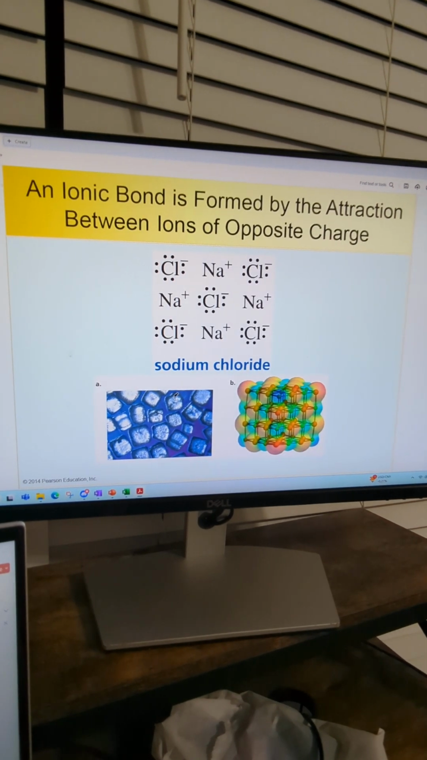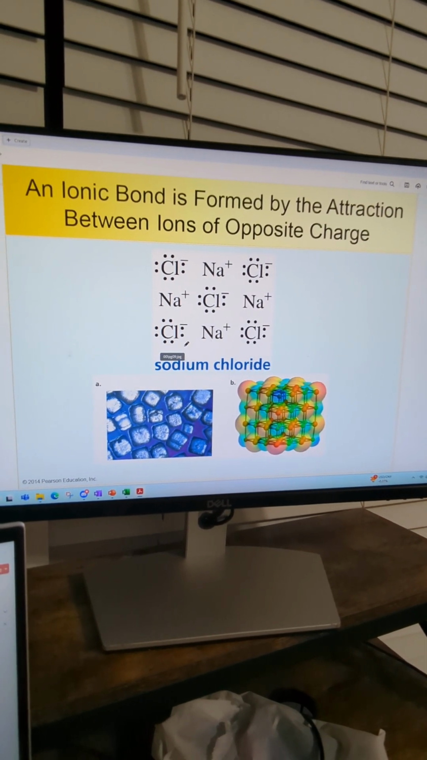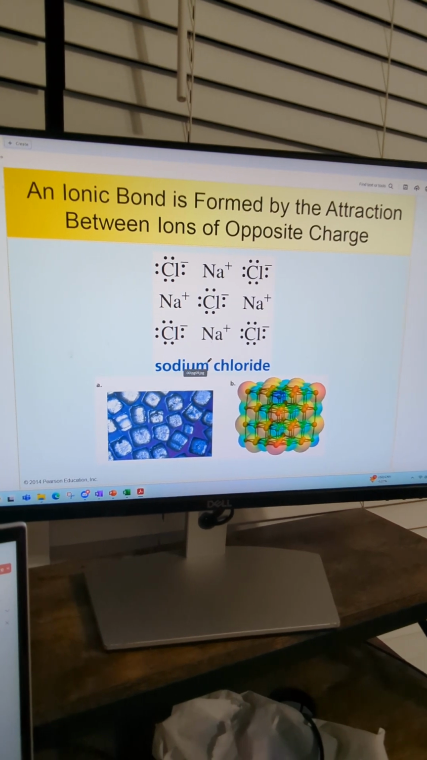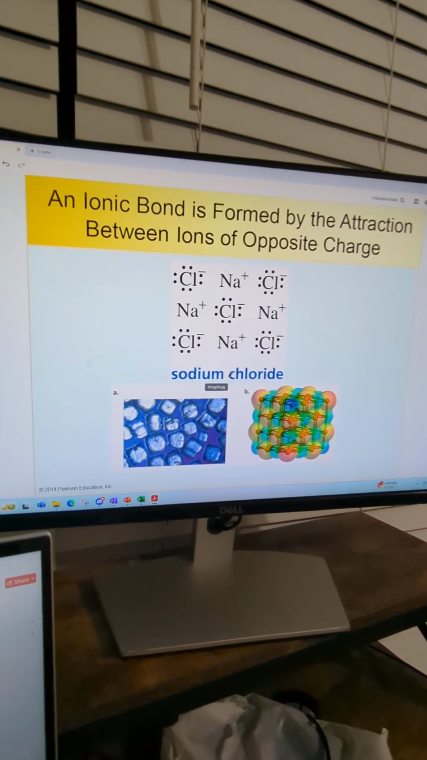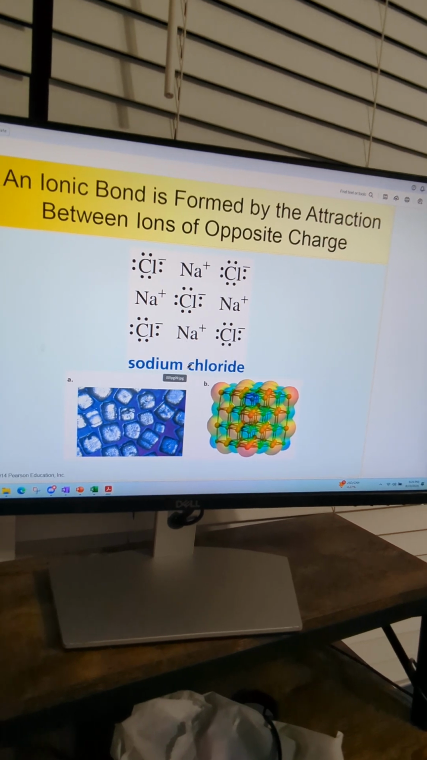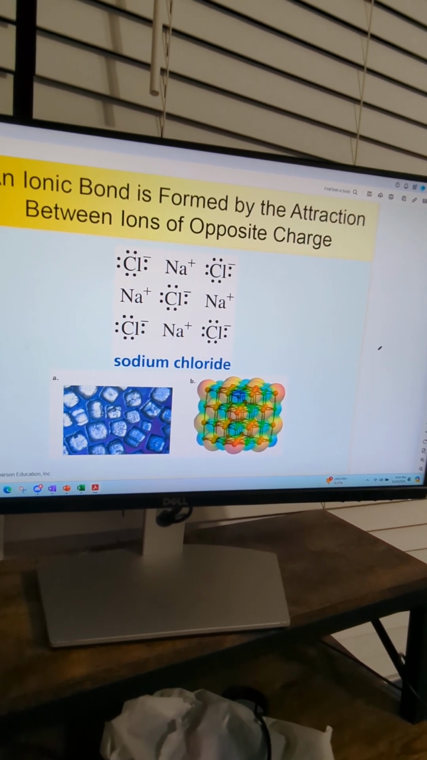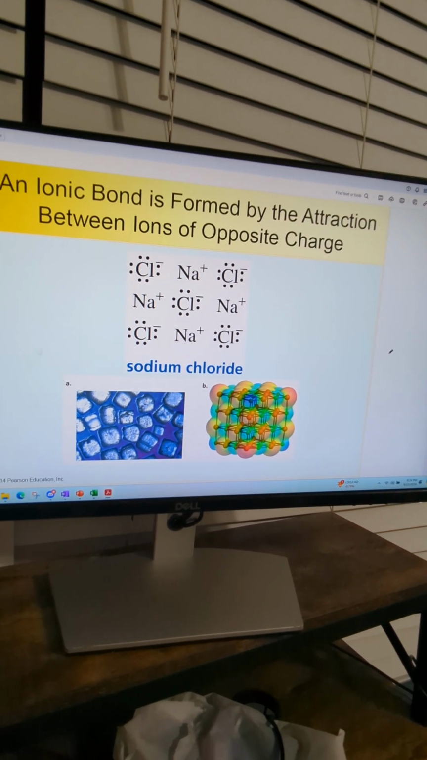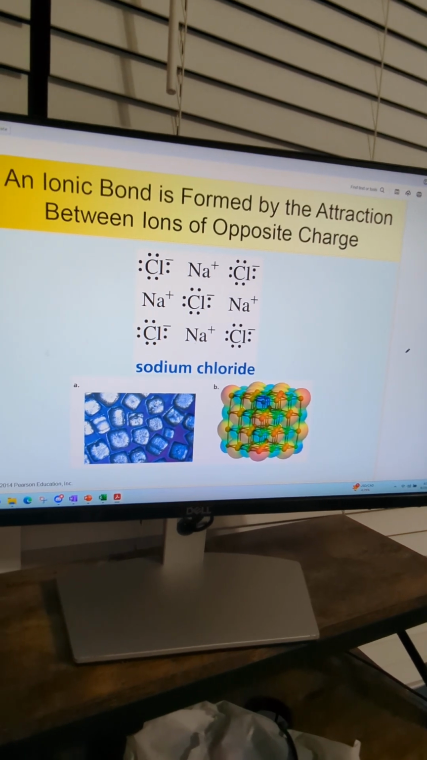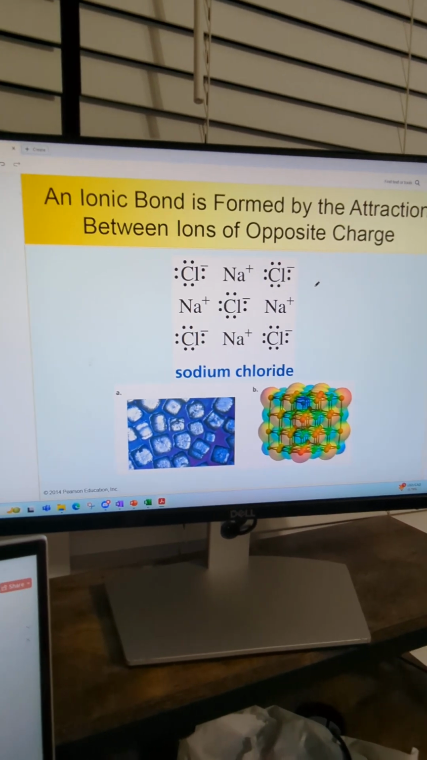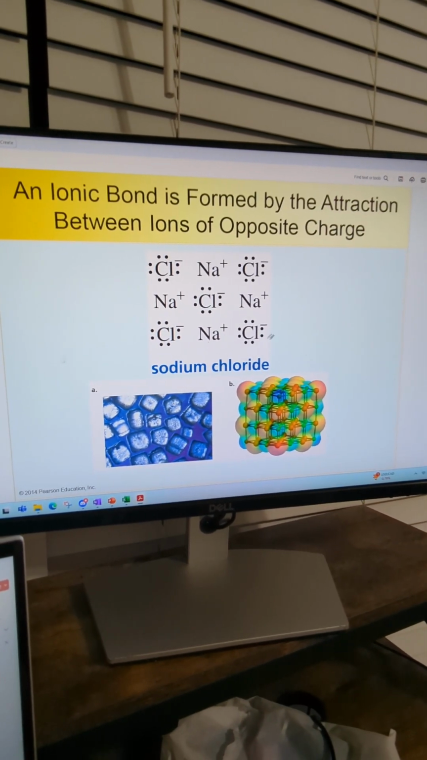Now, the ionic bond is formed by the attraction between ions of opposite charges. Usually the S block elements and the P block elements come together because they are of opposite charges to form the ionic bond. So this is about the ionic bond.